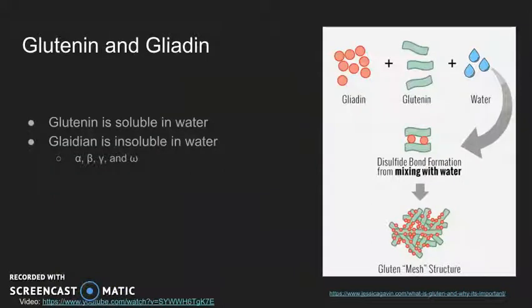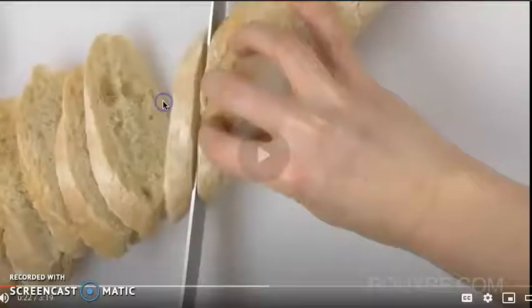The two components of gluten, glutenin and gliadin, one is soluble in water, while the other is insoluble in water, making the gluten mesh structure. The gliadinins in gluten are classified as alpha, beta, gamma, and omega gliadinins. Gliadinin is responsible for the negative health effects associated with gluten. To help understand how gluten is used in a cooking way, I've provided a video to watch.